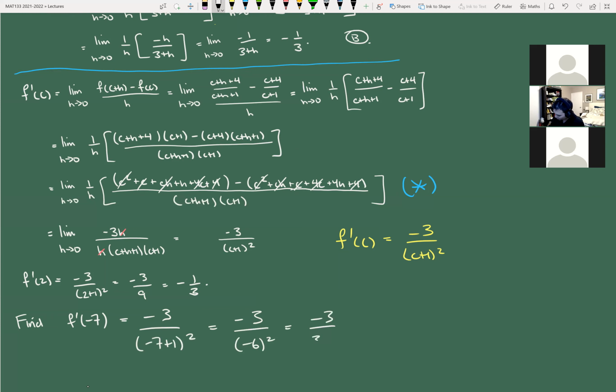Right, so that's -3 over 36, or -1/12, assuming I did that correctly. And that just saves you a ton of time, right? That's so much easier to do. And this is especially useful if you're asked to do a whole bunch of these f primes.